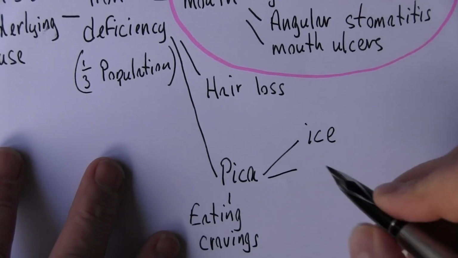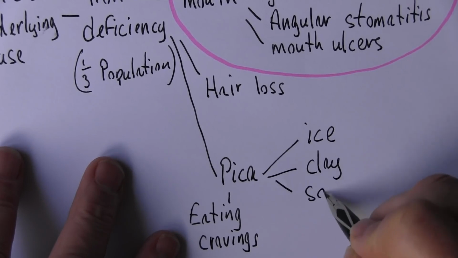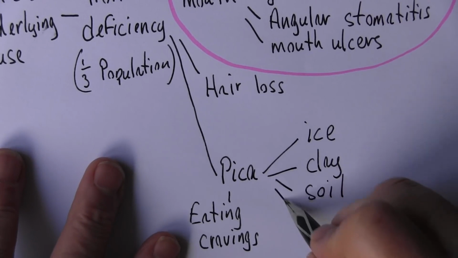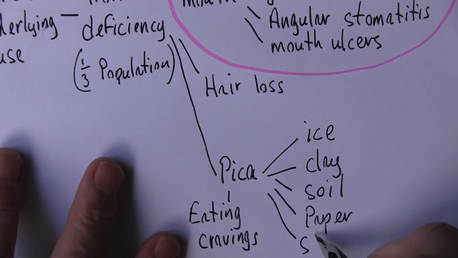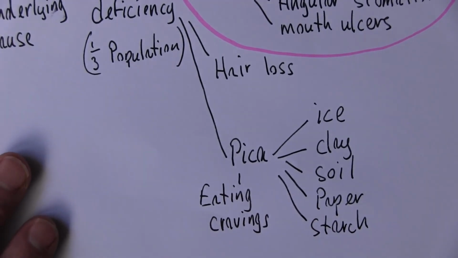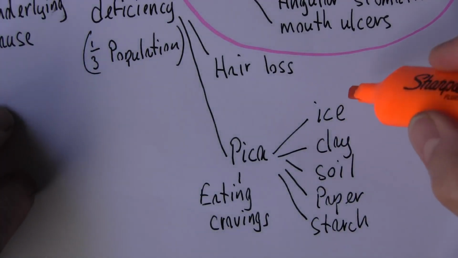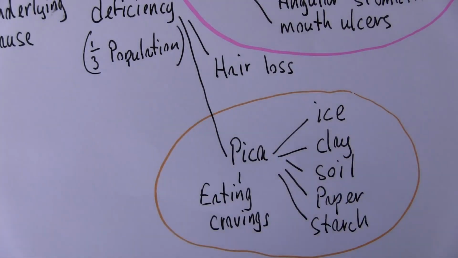And then ridiculous things like clay, soil. They'll have a craving to eat these things. Sometimes paper, starch, pebbles. Very strange. But a feature of iron deficiency anemia. So that's another sort of subset of features of iron deficiency.